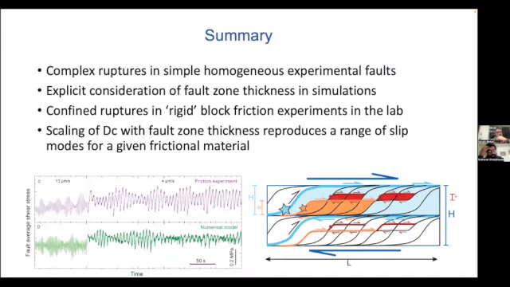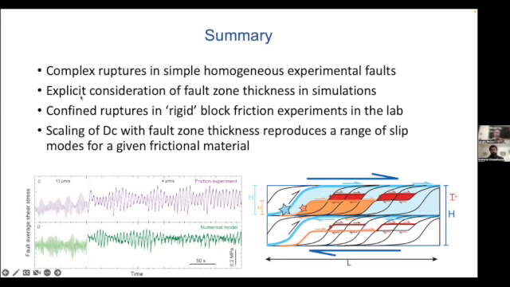Okay, so just to summarize this portion of my talk, what I've showed you is that we are able to generate complex ruptures in very simple homogeneous experimental faults, which have no pre-installed geometric or lithological heterogeneities. We are explicitly considering the fault zone thickness in our numerical simulations as part of the loading rate calculations. And this results in confined ruptures in what we always previously used to think are rigid block friction experiments, even in the tiniest laboratory faults.